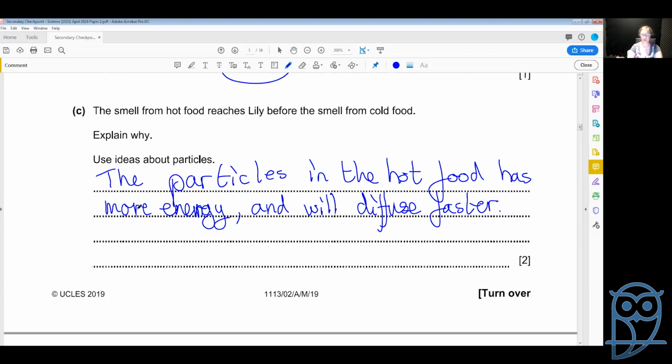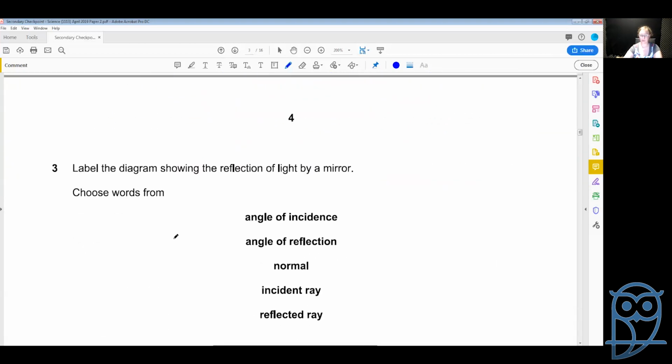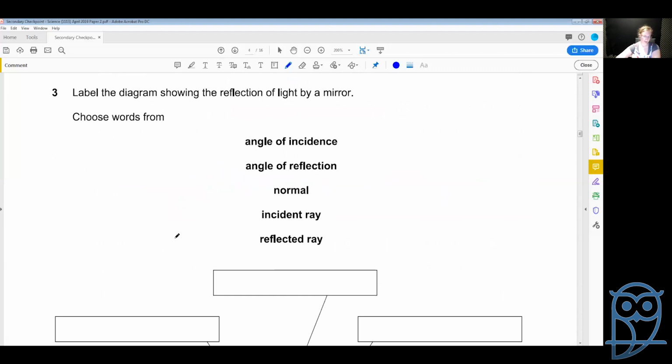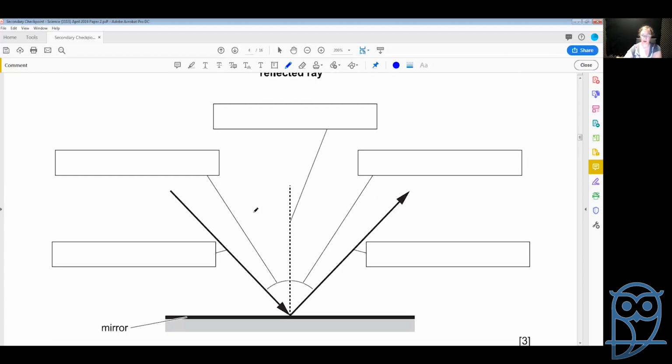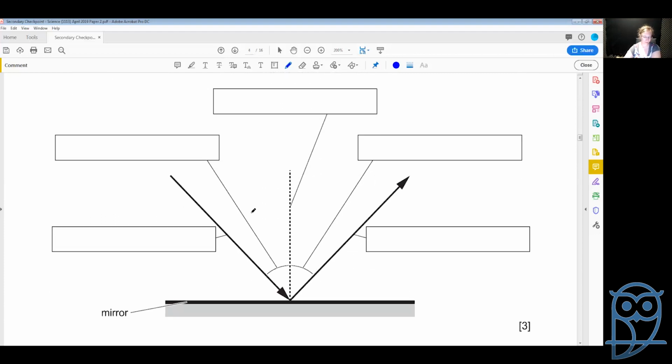Okay, you can continue here by saying the particles in the cold food have less energy and will therefore diffuse slower. Okay, question 3 says, label the diagram showing the reflection of light by a mirror. Choose from these words: angle of incidence, angle of reflection, normal, incident ray, and refracted ray. Okay, so here is our picture.